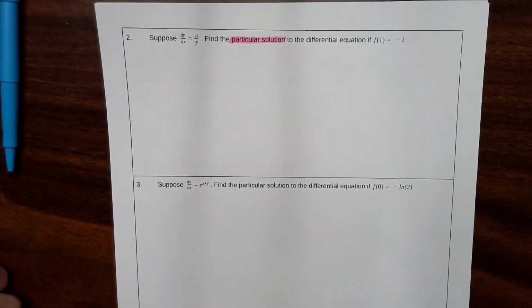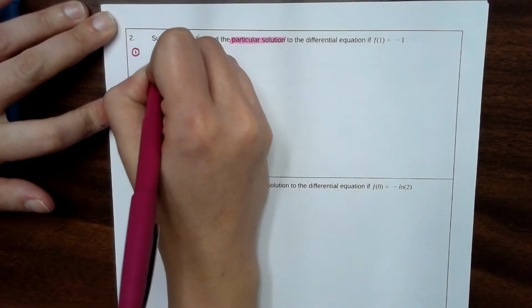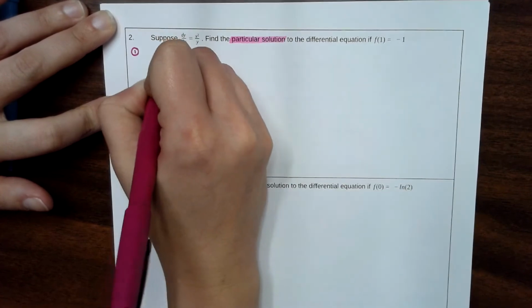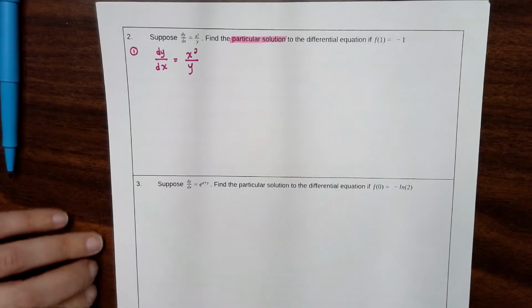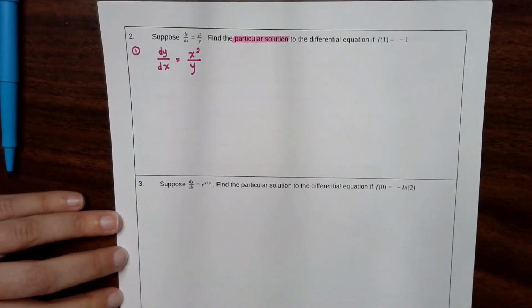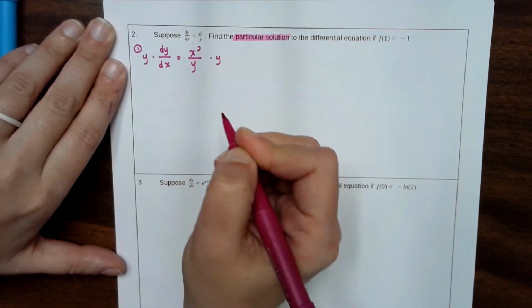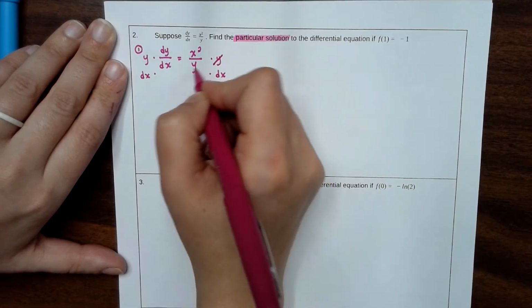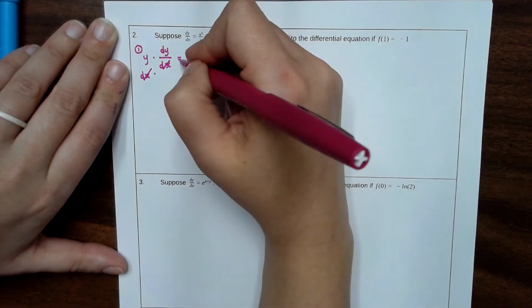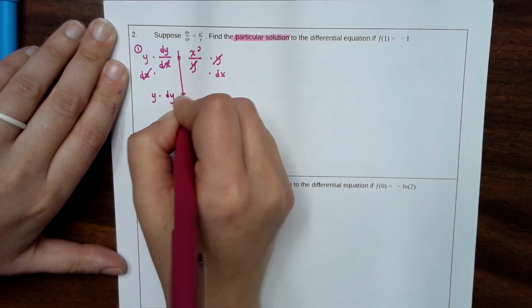And in order to do that, I need to start by separating my variables. So step 1 is to separate the variables. So dy over dx equals x squared over y. Now, in this case, I'm going to try to do two steps at once, if that's okay. I'm going to multiply by y on both sides, and I'm also going to multiply by dx on both sides at the same time. That's going to make the y's cancel and the dx's cancel, which means my new equation is going to be y times dy equals x squared times dx.